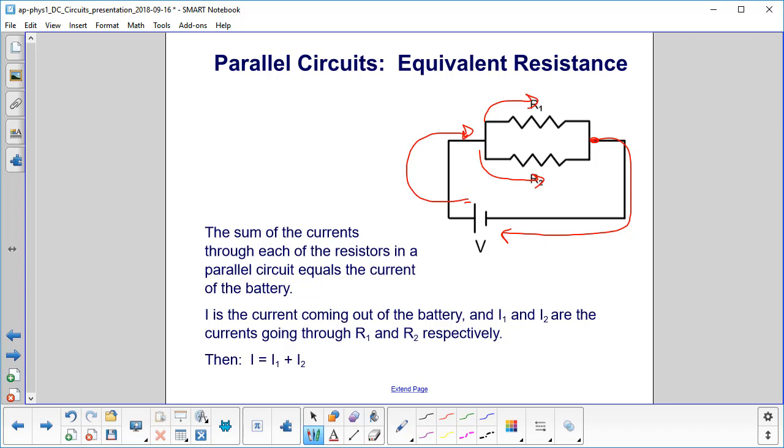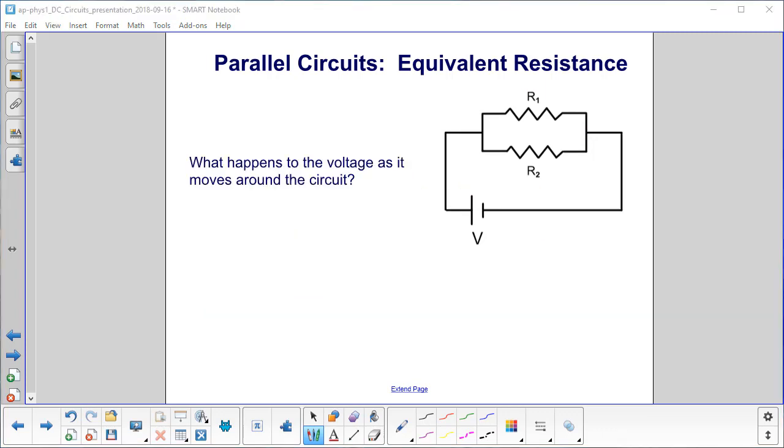They keep moving through. So we have the current coming out of the battery, which is I, has to equal the current going through each of the resistors, and you add them up. So here's I1, and here is I2. So I equals I1 plus I2.